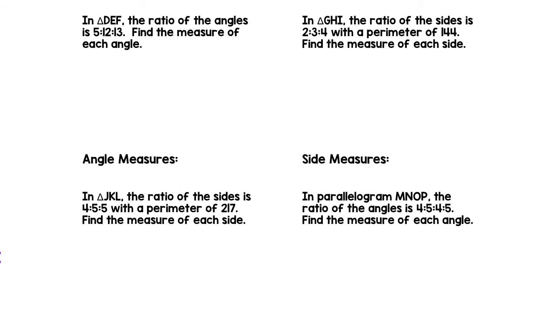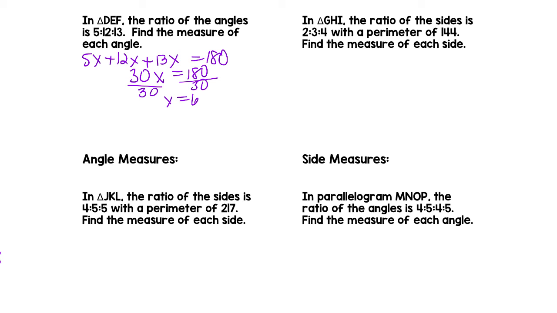Let's do some more. In triangle DEF, the ratio of the angles is 5, 12, 13. Find the measure of each angle. Well, like we just did, we give each of those an x. And we add them up to get 180. Now we solve for x. 5 plus 12 is 17, plus 13 is 30x equals 180. We divide, that means x is 60. Oh, not 60, just kidding, just 6.